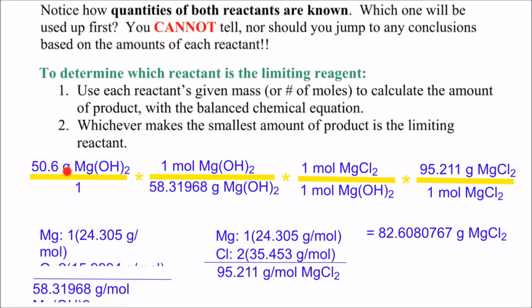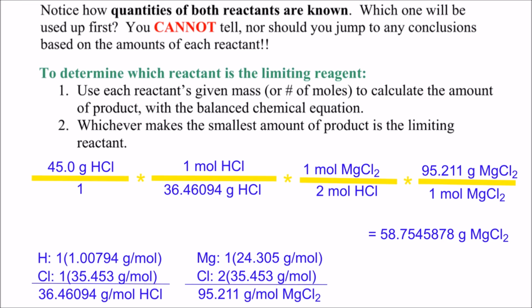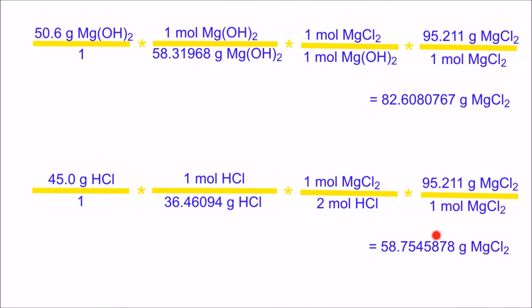Now we're going to do the entire process all the way through again, except we're going to start with hydrochloric acid as the starting material and see how much magnesium chloride we can make. Okay, and here we have the theoretical yield of magnesium chloride based off of hydrochloric acid being the starting material. So if we compare the two numbers, you'll see that the 58 grams is less than the 82 grams. That means that the hydrochloric acid must be the limiting reagent. This is going to run out first, and so it produces a smaller amount of the magnesium chloride.